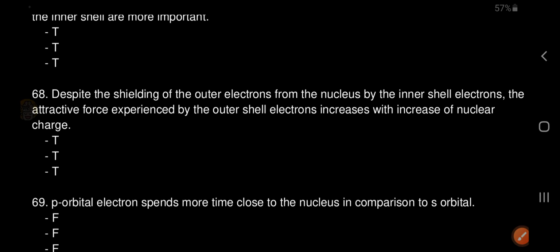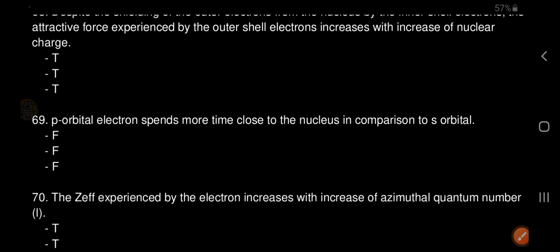Despite the shielding of the outer electrons from the nucleus by the inner shell electrons, the attractive force experienced by the outer shell electrons increases with the increase of nuclear charge. True. A p orbital electron spends more time close to the nucleus in comparison to an s orbital. False.